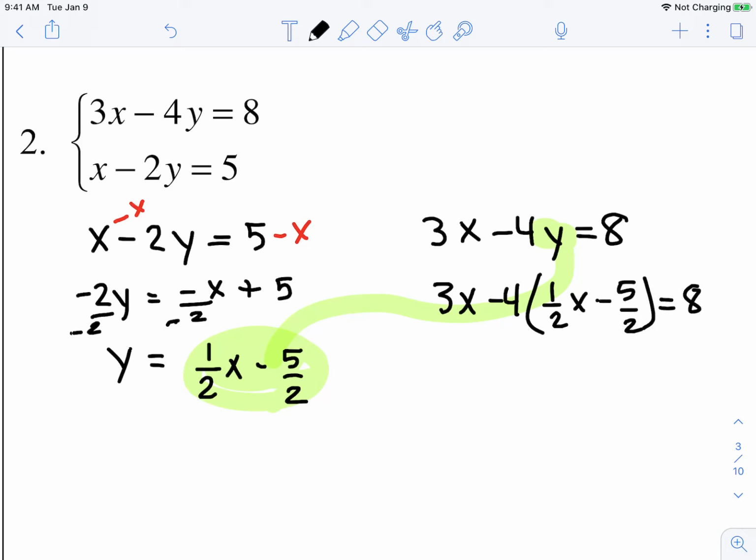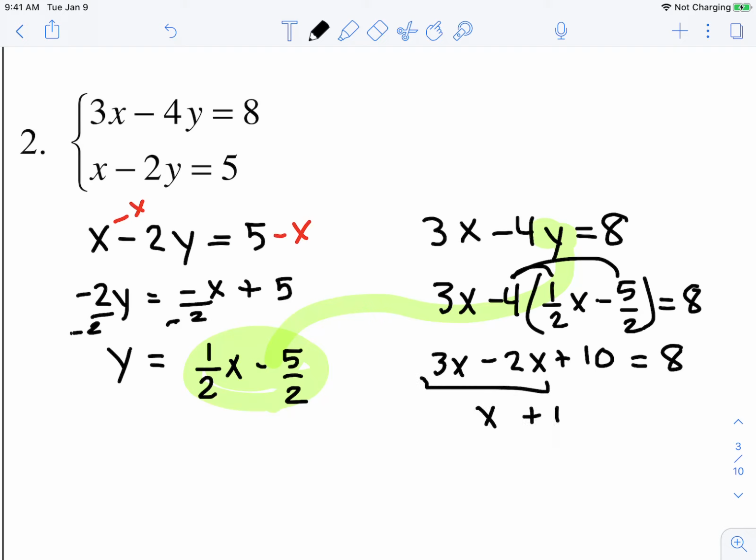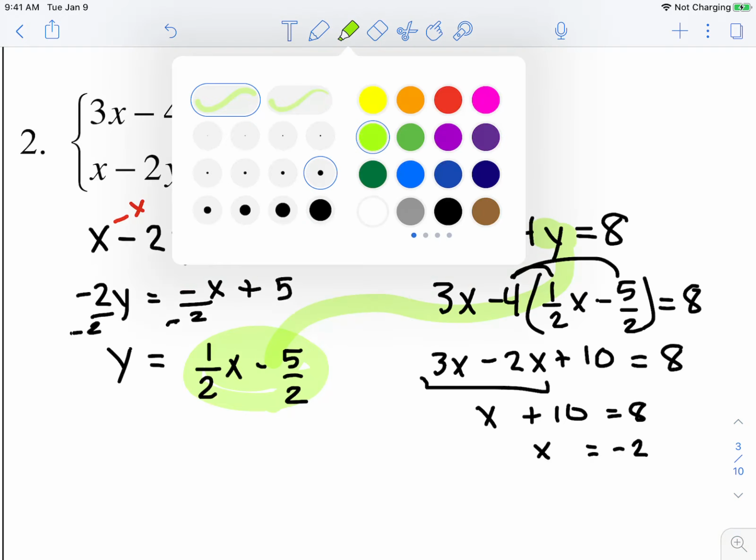Now we're in advanced algebra, so we're going to deal with fractions, and it's okay. So let's distribute like we did in that other problem. So negative 4 times a half, you get negative 2x. Negative 4 times negative 5 halves, you get plus 10. You have a calculator. Don't be intimidated by fractions. Use your calculator. Now we can go ahead and combine like terms. So we get x plus 10 equals 8. And I'm going to go ahead and subtract 10 on both sides. So I get x equals negative 2.